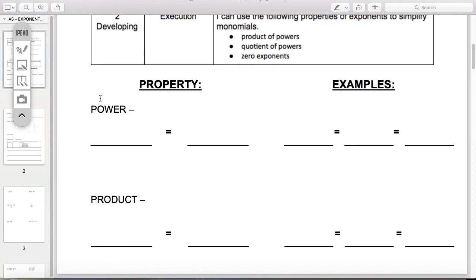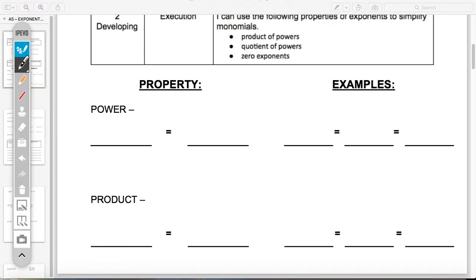Alright, so let's take a look at some properties. So our level 2 here: I can use the following properties of exponents to simplify monomials. Okay, so we have the product of powers, quotient of powers, and zero exponents.